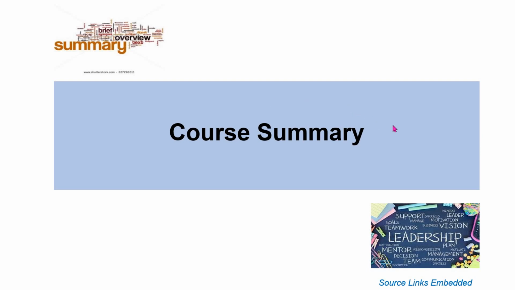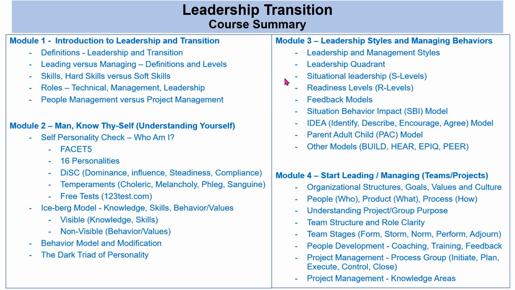So we've taught a number of things, and in this part we will just summarize everything that we have done. So we started looking at introducing leadership and transition. We defined leadership and transition. We also talked about the differences between leading and managing and the different levels, as well as the differences between hard skills and soft skills. What roles do we have in terms of technical management and leadership? And then we talked about people management versus project management.